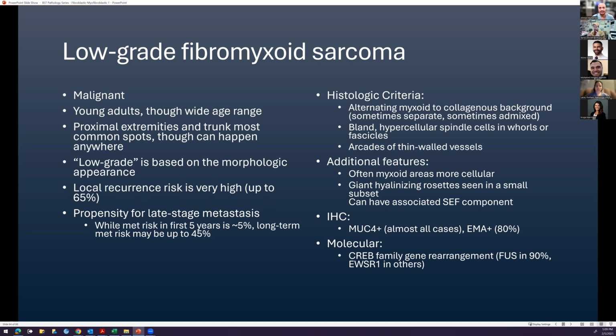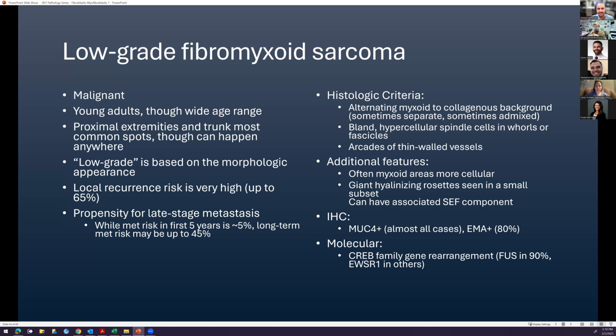Sometimes they're separate, where you have clear myxoid areas and clear collagenous areas. Sometimes they're admixed together, as that second example showed, with a lot of collagen mixed in. They can be admixed in various proportions, and usually have thin-walled arcades of vessels, right? When I think about arcades, I'm thinking of Roman columns, Roman arcades, those little arches.